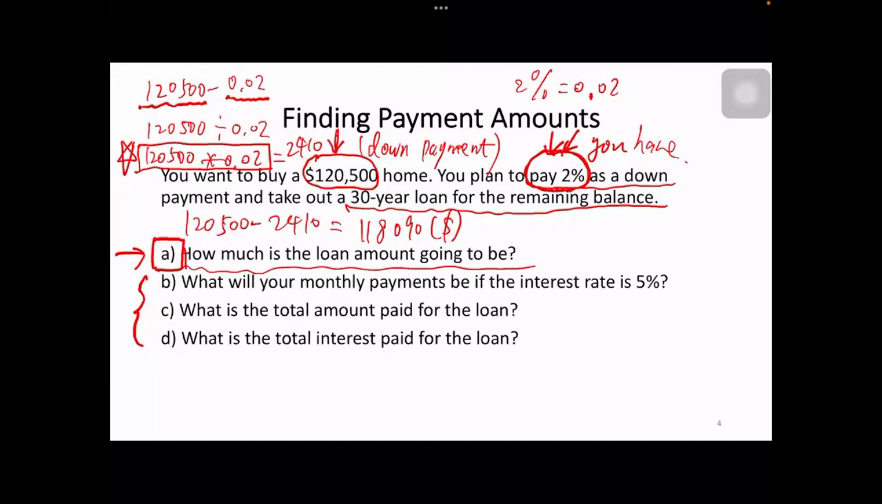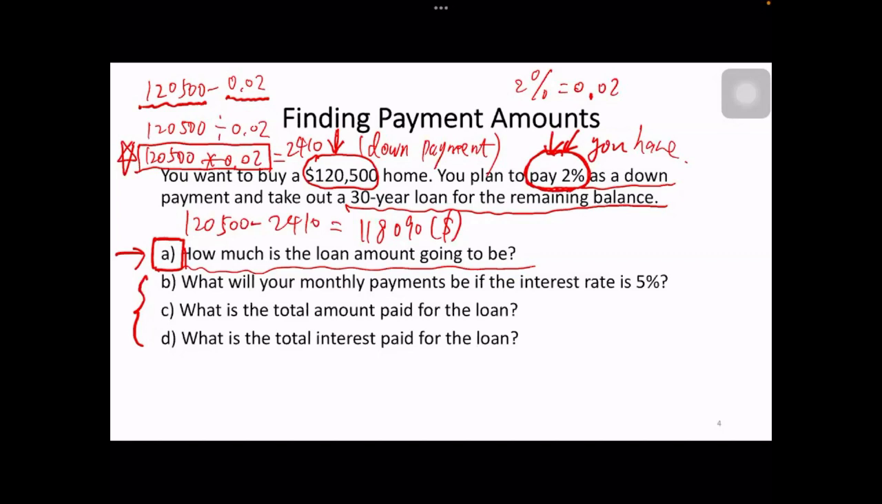That's why the loan amount is $118,090. That is the loan amount. Does that make sense? Yes. Okay. Yes, ma'am. All right, thank you so much.